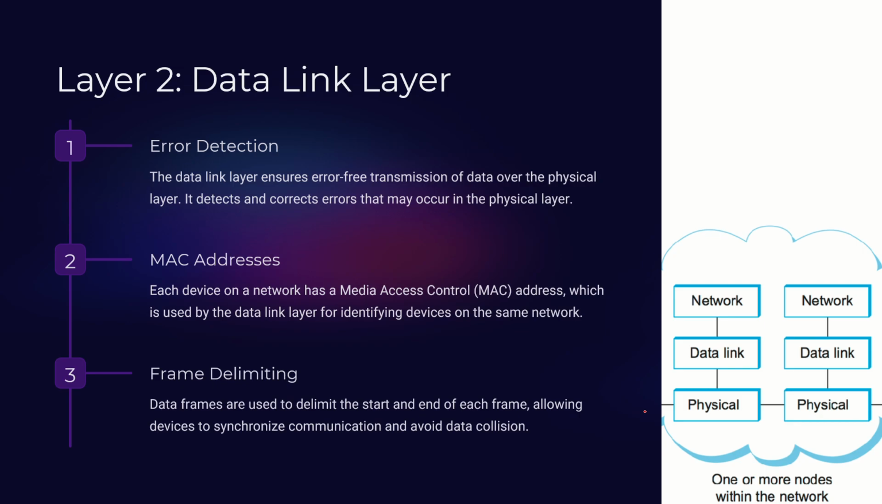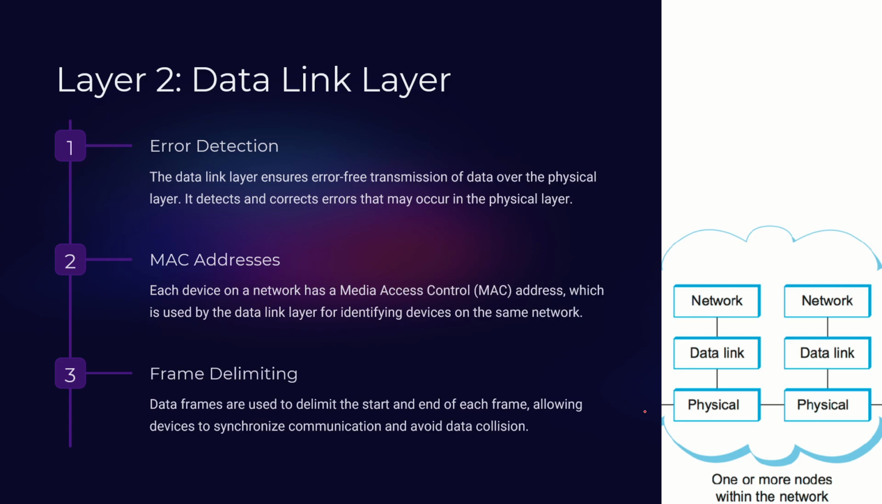Data link layer. The data link layer is all about error detection, MAC addresses, and frame delimiting. The data link layer basically ensures error-free transmission of data over the physical layer. It detects and also corrects the errors that occur in the physical layer. Then MAC addresses: each device on the network has a media access control, or MAC, address, which is used by the data link layer for identifying the devices on the same network.